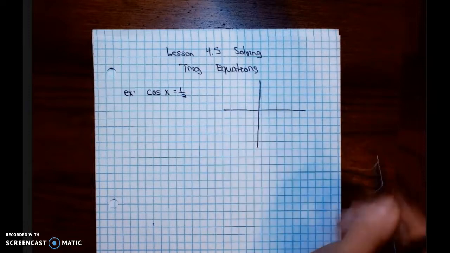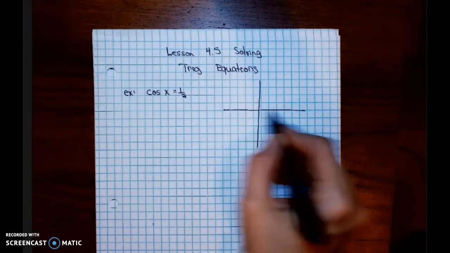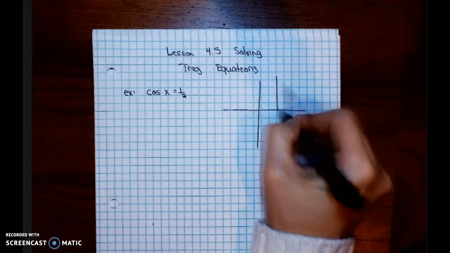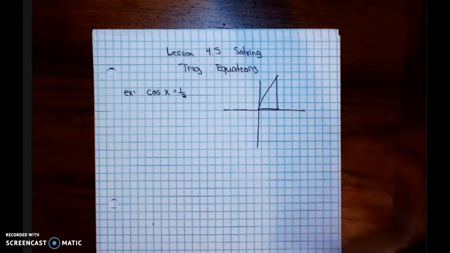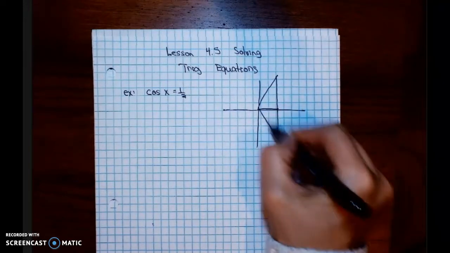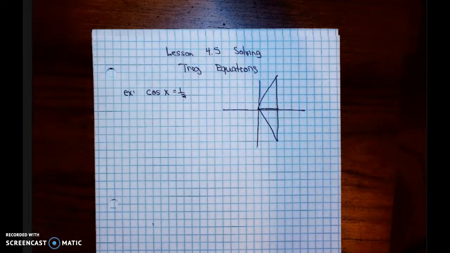When is my cosine equal to 1/2? So I'm looking for the smaller leg to be here and the longer leg to be here. So one option would be this triangle here on the unit circle. The second option would be this triangle here. Let's look at a couple of scenarios.